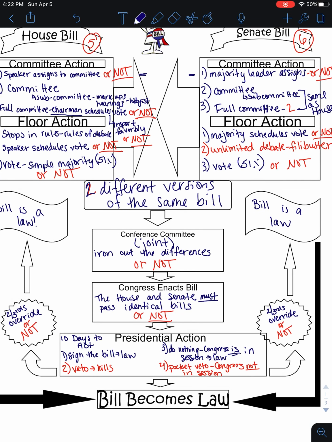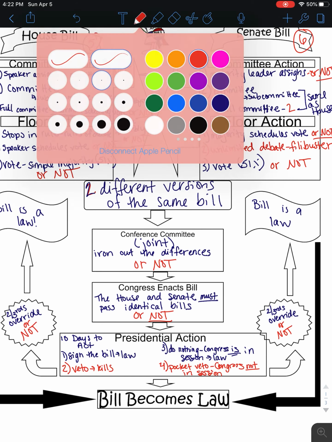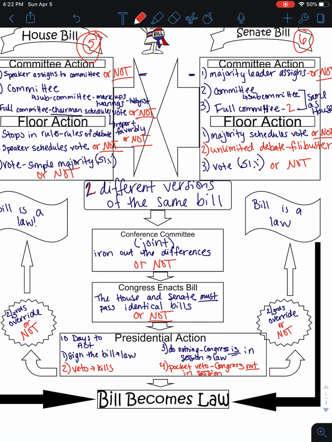But if we go through and add up all the times the bill can die, we have 5 times in the House, we have 6 times, so that's 11, 12, 13, 14, 15, 16 times a bill can die before becoming a law. And this is why we don't have that many laws coming out of our Congress. And this is why it's so difficult to get things done.